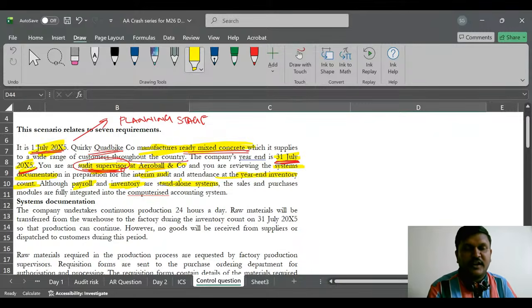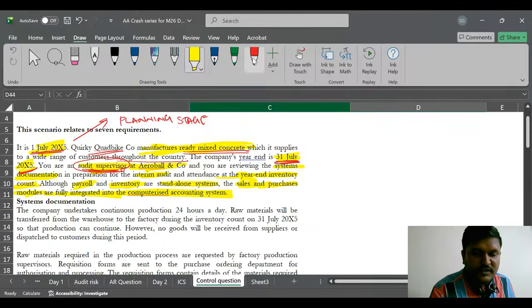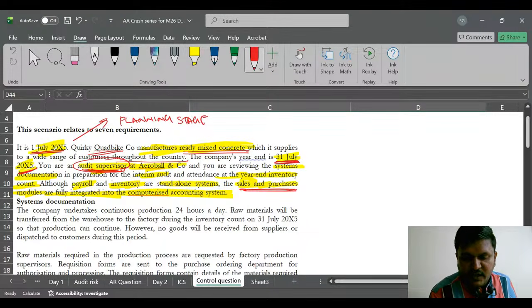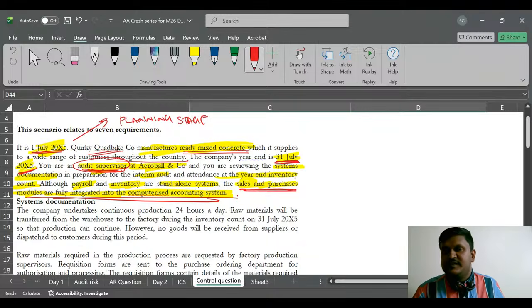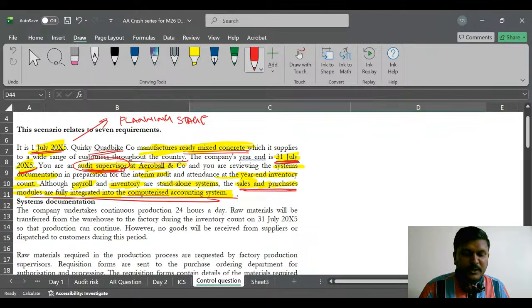So these are not integrated and not directly connected, but they specifically mention over here that the sales and purchase modules are fully integrated into the computerized system. This is very, very important. Why is it important? Because sales and purchases are computerized, manual controls will not apply to them. We need to consider computerized controls relating to the sales and purchase modules.